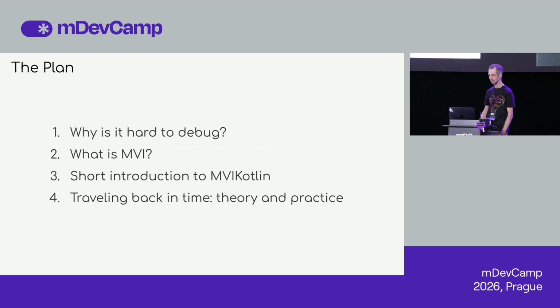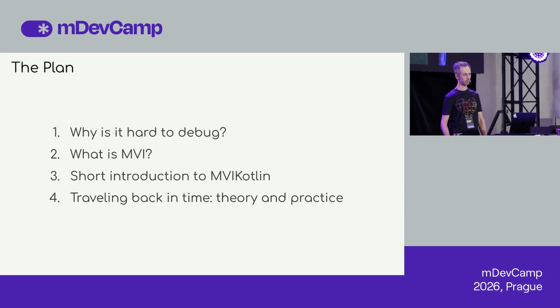So the plan of the talk is, first of all, we'll discover why it is hard to debug sometimes, and how MVI, which is Model View Intent, can help with debugging. And then there's going to be a short introduction to the MVIKotlin library, which I did a few years ago. And lastly, I will show how the time travel debugger works in theory and practice.